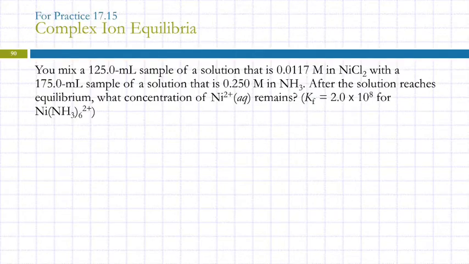Okay, let's do a problem. You mix a 125 milliliter sample of a solution that is 0.0117 molar in nickel chloride with a 175 milliliter sample of a solution that is 0.250 molar in ammonia. After the solution reaches equilibrium, what concentration of nickel 2+ remains? And they're giving us the formation constant for this complex ion.